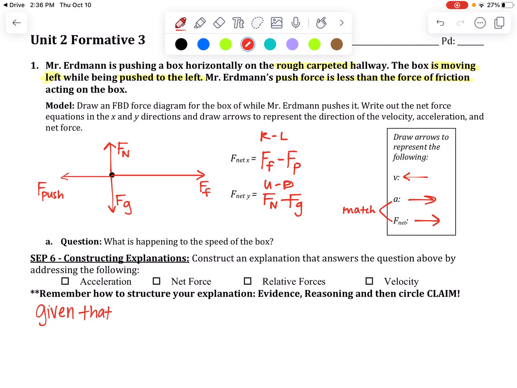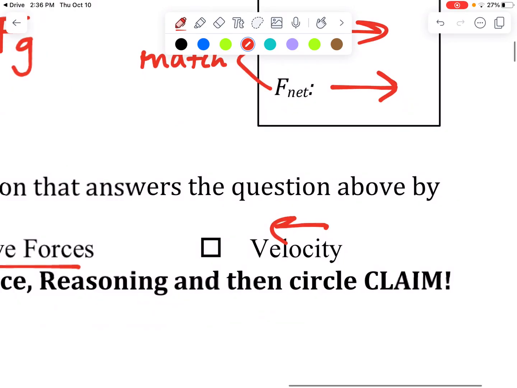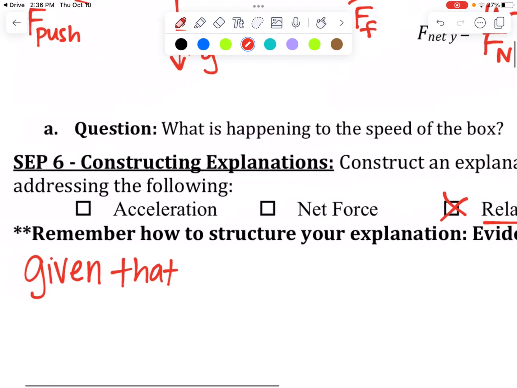Relevant forces. I do see some forces. I see push force. I also see force of friction. So I might start here. I also know that the box is moving left. But I'm trying to answer a claim about the velocity, and so this is actually going to go last because that's what I'm trying to answer the claim. So I'm going to start with relevant forces.